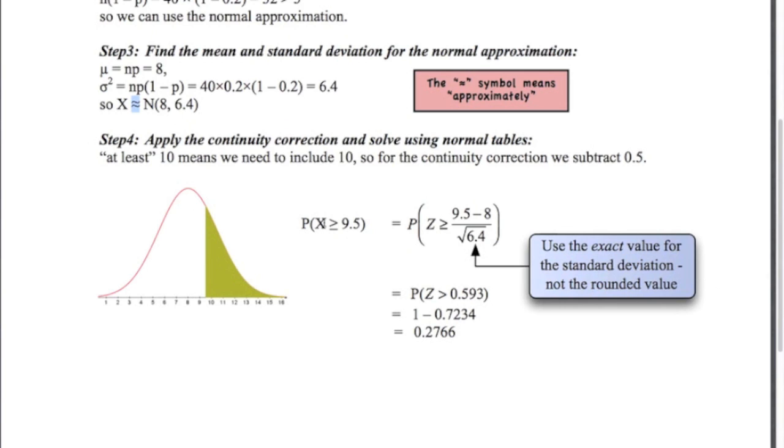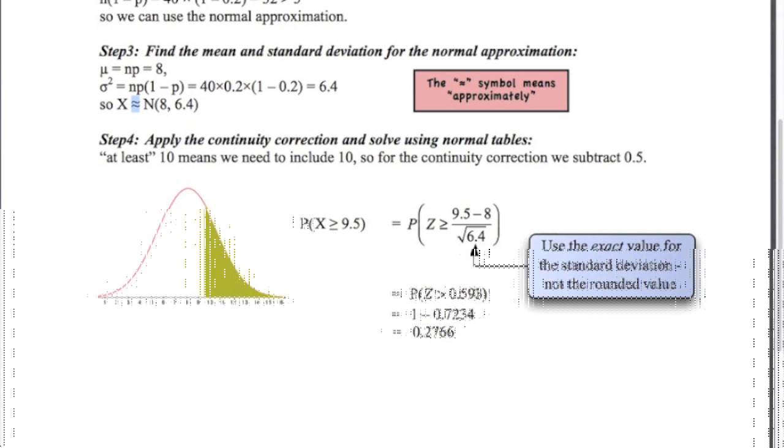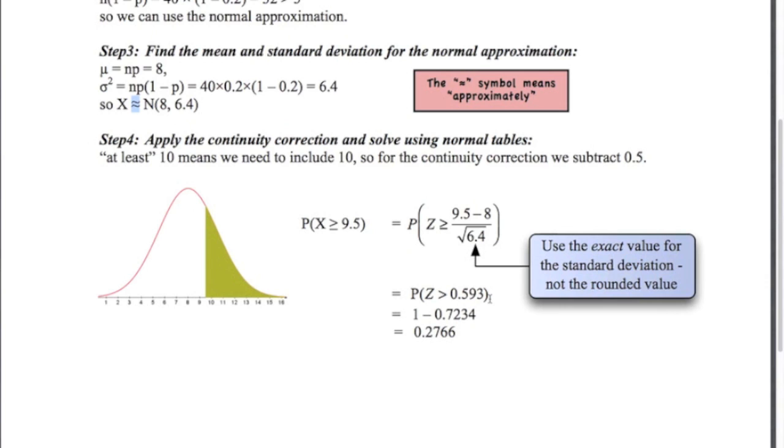The probability X is greater than or equal to 9.5 is the probability of Z is greater than or equal to x minus the mean over the standard deviation. Use the exact value here. Don't use the rounded value of the square root of 6.4 and put that in, because you're going to get the wrong z value. So use the exact value, the square root of 6.4, in your calculator. That gives us this z value.